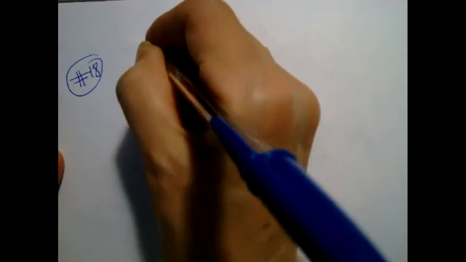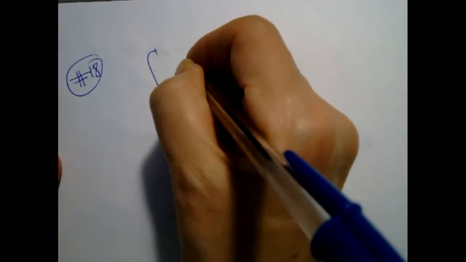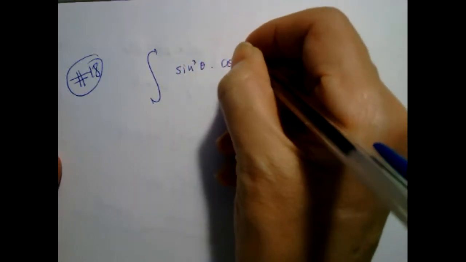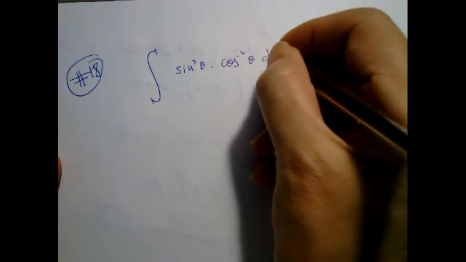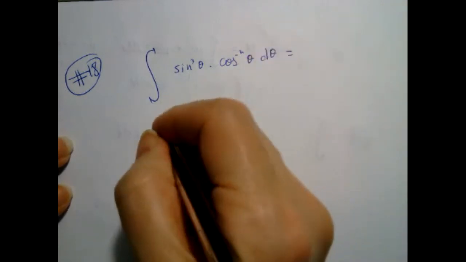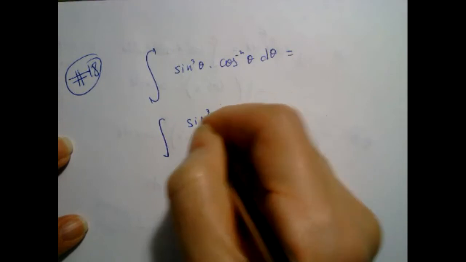So we have the following integral: sine cubed of theta, cosine squared theta d theta. Okay. Or if you want, you can keep it like this.